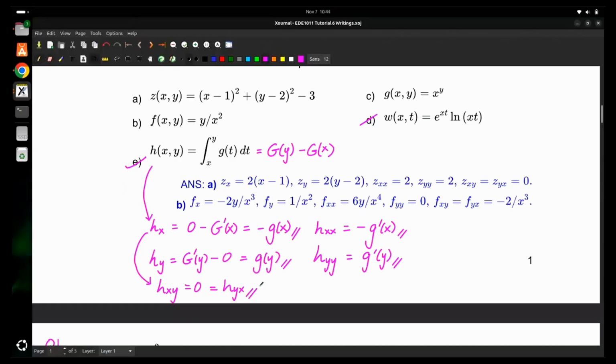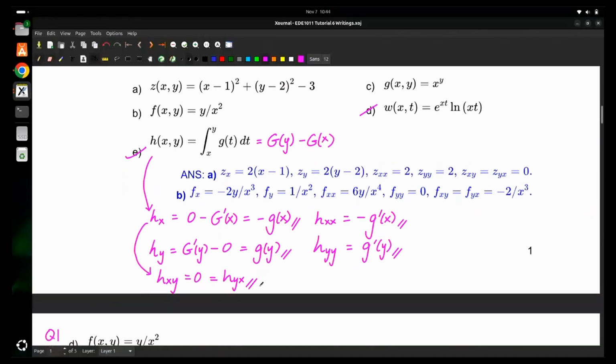So actually part E is just integrating the fundamental theorem of calculus with your partial derivatives. Any objections? Any questions? Any part not clear?